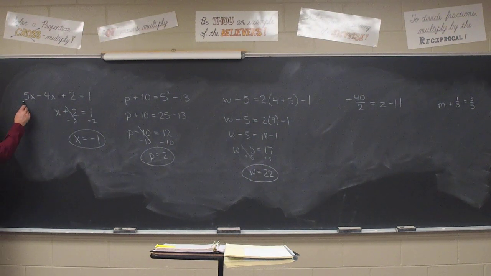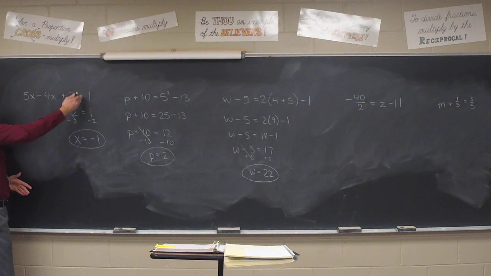Well, in this first problem you see up here on the board, we have two different x's, right? There's a 5x and a minus 4x. Well, that's just combining like terms. Jalen, looking up this way. We know how to combine like terms. 5x minus 4x, that's just 1x. Or, we don't really have to write the 1. We just say x. Plus 2 equals 1.